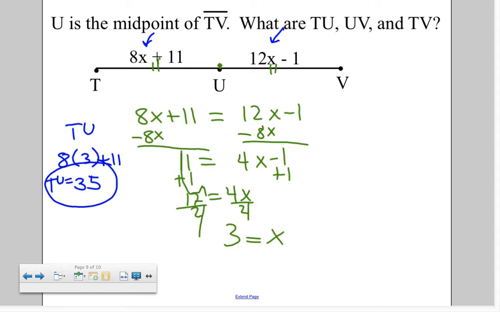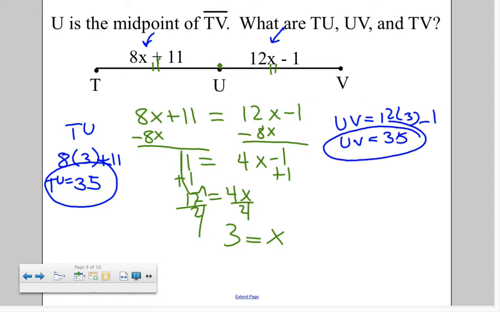And then we also want to look at UV, which is 12 times 3 minus 1. All right, UV is 35. Now that should be no coincidence because this is the midpoint. So if this is a length of 35, then this also has to be a length of 35. Which leaves us with TV, the entire length, which will need to be 70.